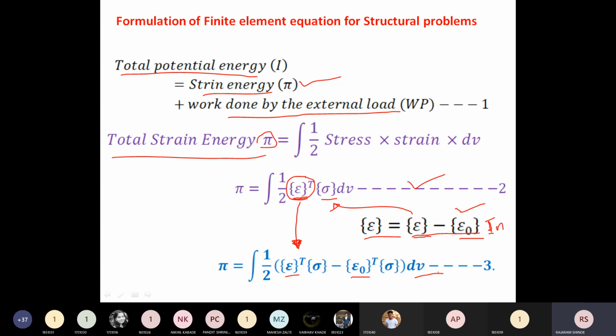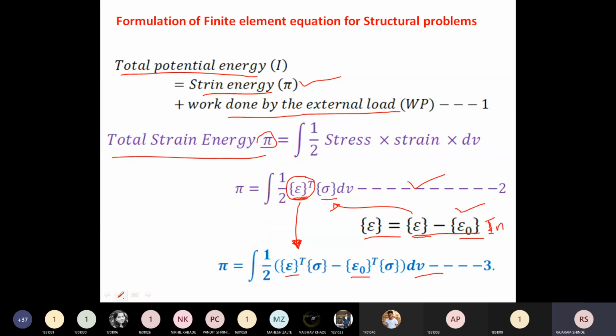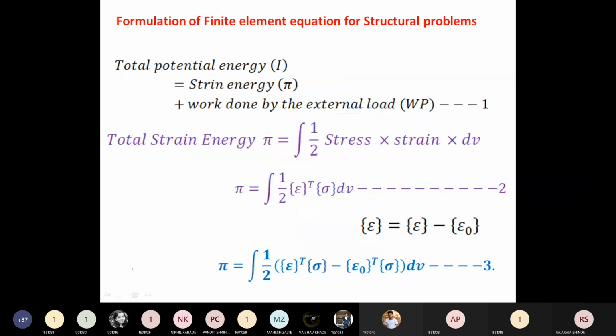Now write this equation or write this content of this slide on your notebook, and till that if you have doubt, you can ask me. Write this content, equation number 1, 2, 3. Okay. Over. Next one.